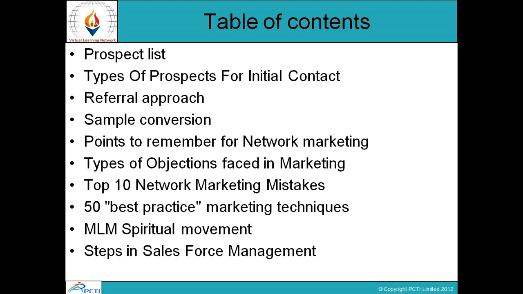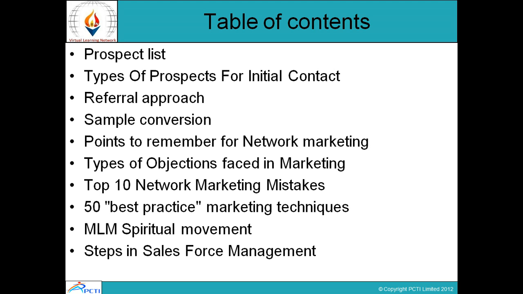Types of objections that are faced in marketing, which will help to increase the customer base, will be covered in today's session. Top 10 network marketing mistakes: we will focus on those mistakes so that they can be improved and ultimately the customer database can be enhanced. Then in the later part of this session we will cover the 50 best practices used in marketing techniques.